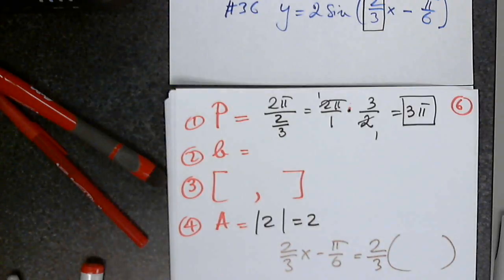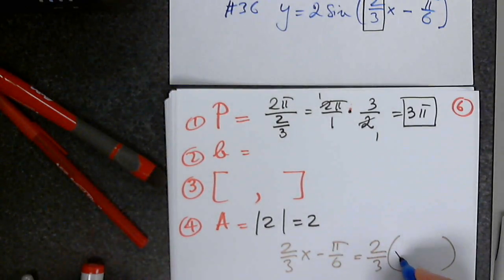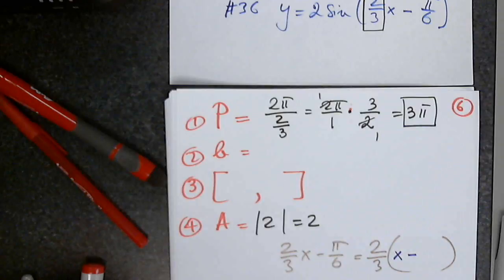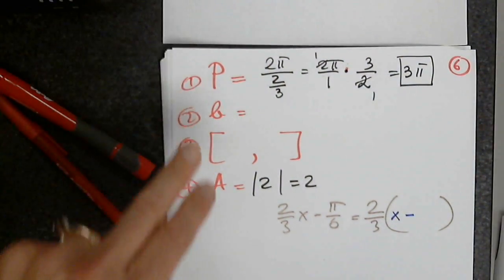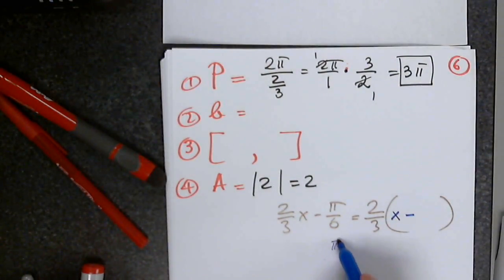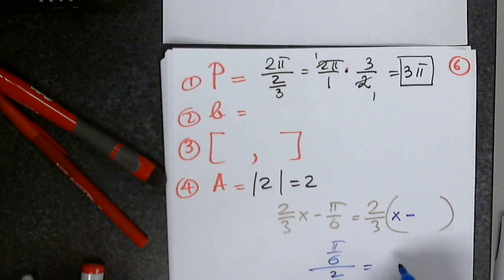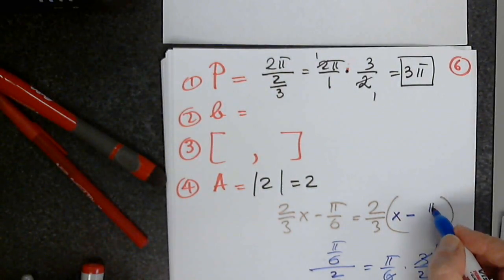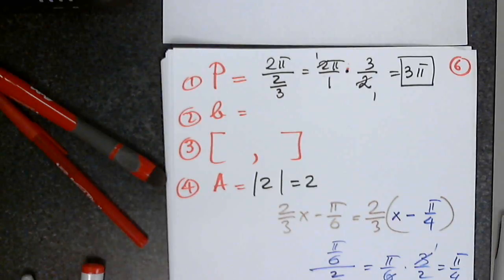So I have x minus. How do I get this number? Well, from pi over 6, I divide pi over 6 by 2/3. That's all I have to do. So then I have pi over 6 multiplied by 3 over 2. I will simplify, and I get pi over 4.